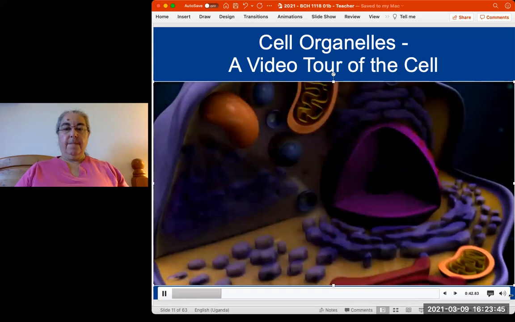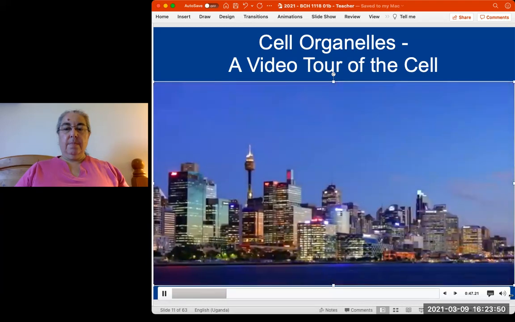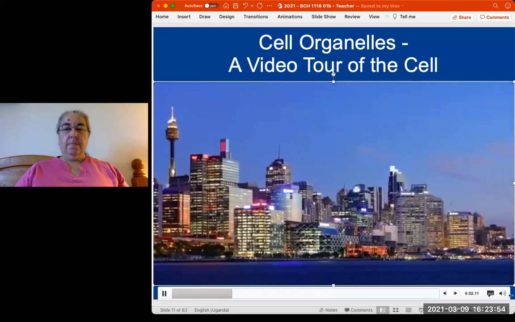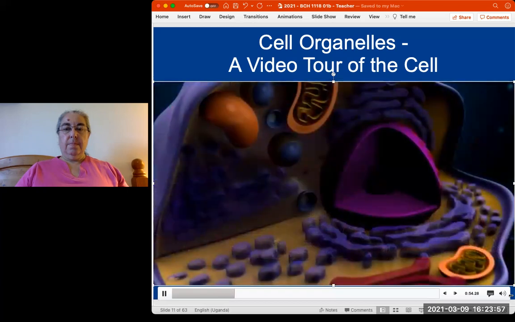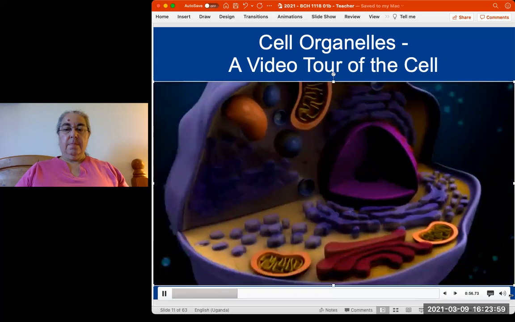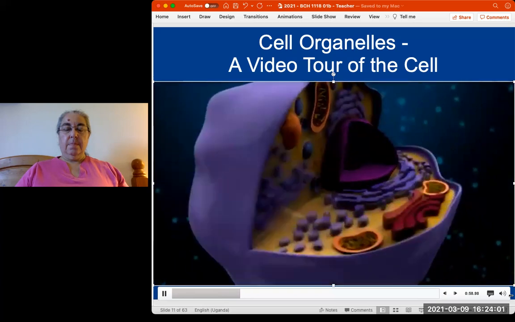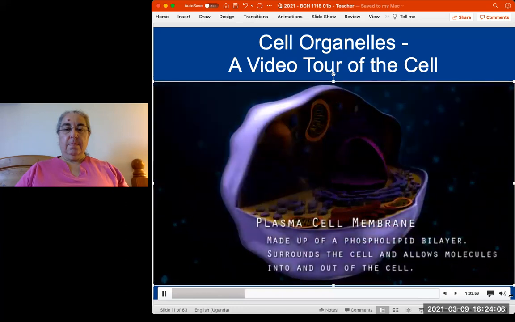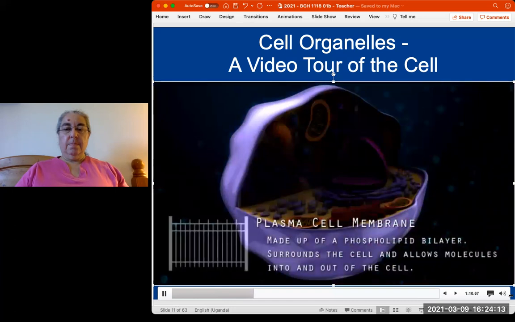To gain an understanding of the inner workings of the cell, it's helpful to think of the cell as a mini city. Just like in a city, a cell is made up of many parts that have their own functions. In the cell, these parts are called organelles, which are explained next. A plasma cell membrane is made up of a phospholipid bilayer. The bilayer surrounds the cell, protecting it, and functions as a gate that allows molecules into and out of the cell. In our city, the cell membrane would be like a large fence surrounding the city that only allows certain molecules to go in and out of the cell.